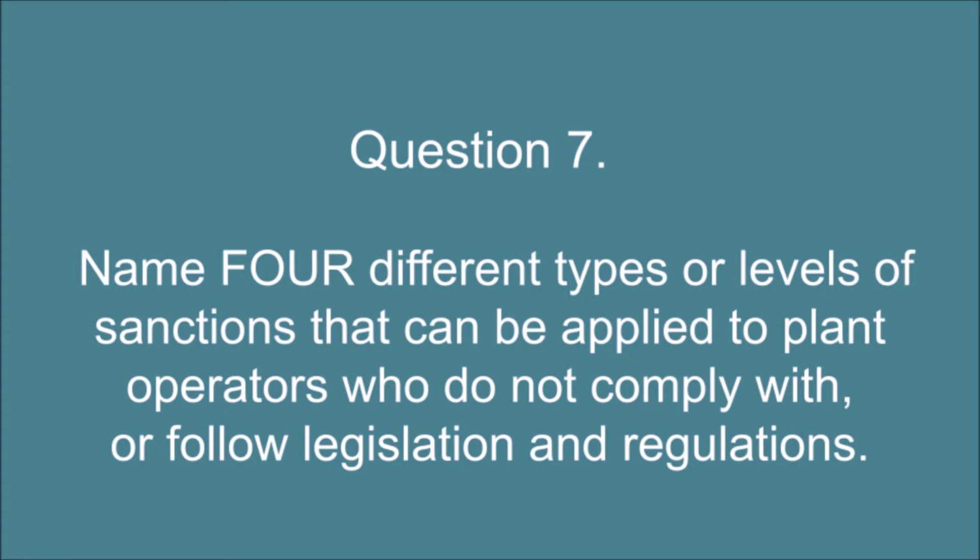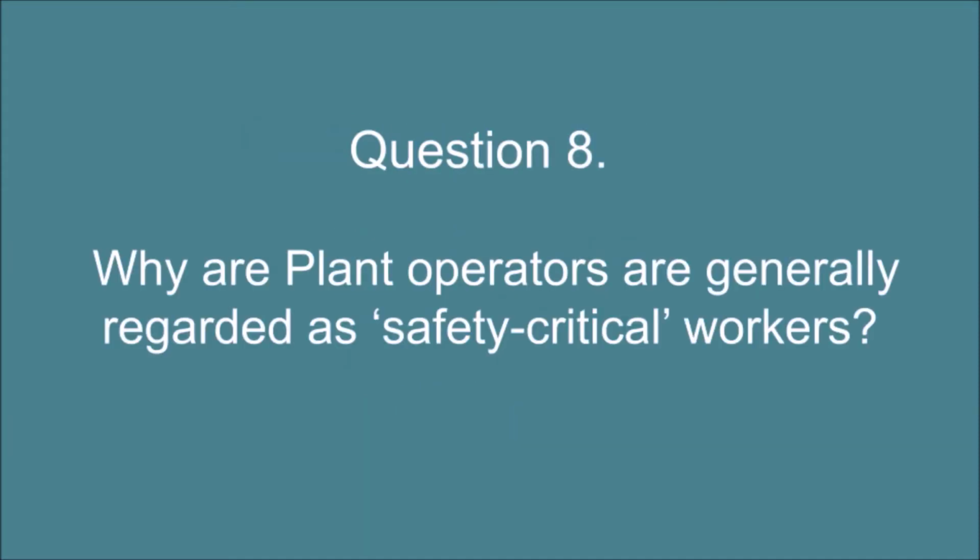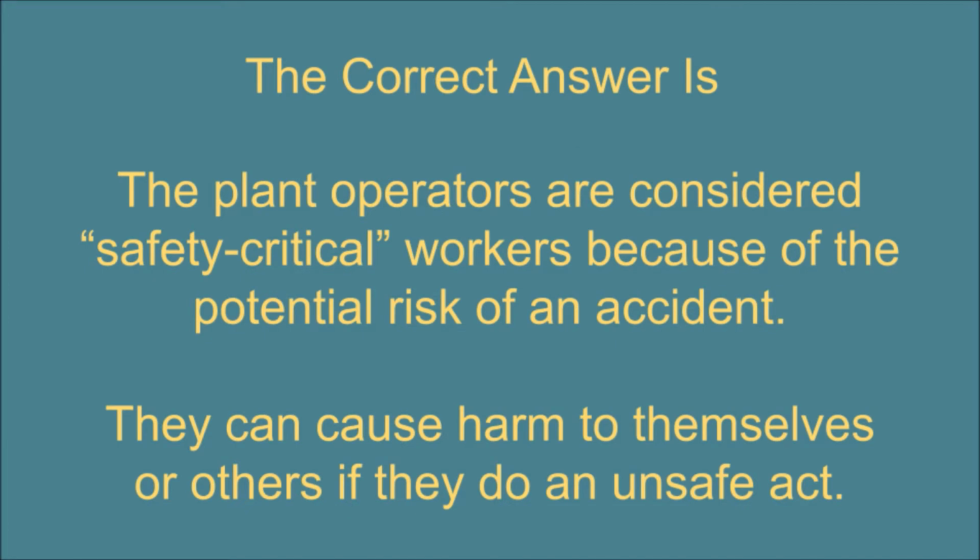Question 7. Name 4 different types or levels of sanctions that can be applied to plant operators who do not comply with, or follow, legislation and regulations. The correct answer is: verbal warning, written warning, dismissal, prosecution. Question 8. Why are plant operators generally regarded as safety-critical workers? The correct answer is: the plant operators are considered safety-critical workers because of the potential risk of an accident. They can cause harm to themselves or others if they do an unsafe act.